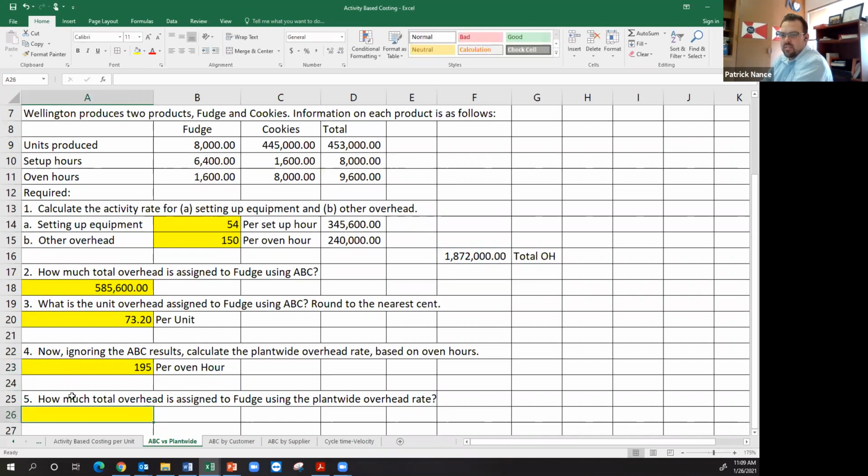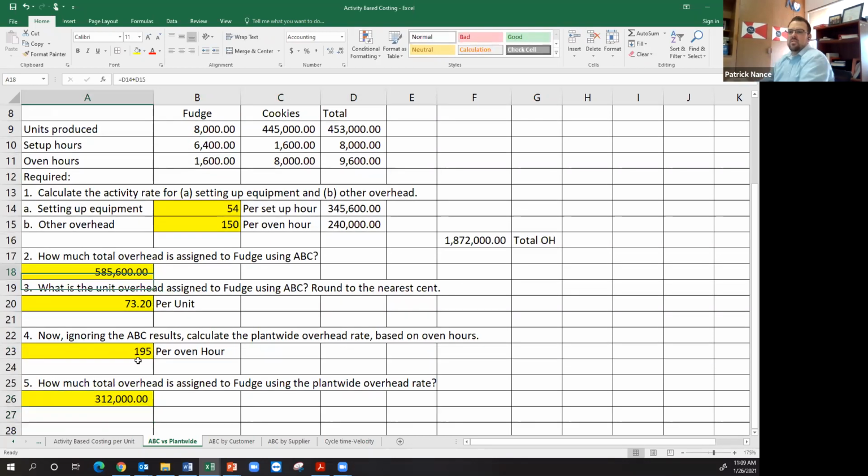And it asks how much total overhead would be assigned to fudge based on the plant-wide rate. So I would take the oven hours times this, the oven hours alone. I'm only using 1 activity base for this. So 1,600 times the 195. So you can see there's a large difference, a $260,000 difference between how much overhead was assigned using ABC versus how much overhead was assigned using a plant-wide rate.